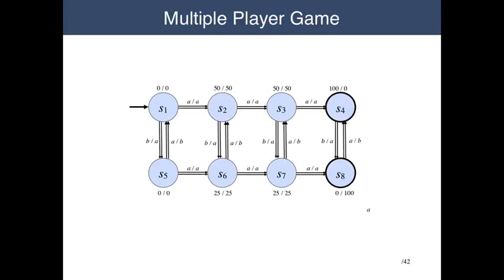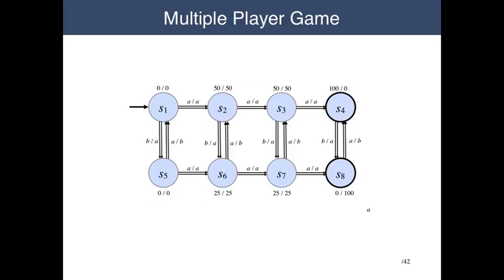In the case of multiple players with simultaneous moves, the arcs become multi-arcs, with one arc for each combination of players' actions. Here's an example of a simultaneous move game with 2 players. If in state S1 both players perform action A, we follow the arc labeled A/A. If the first player does action B and the second player does action A, we follow the arc B/A.